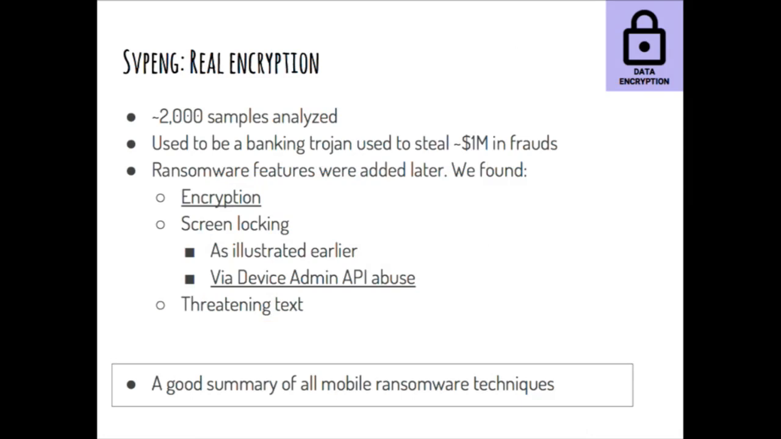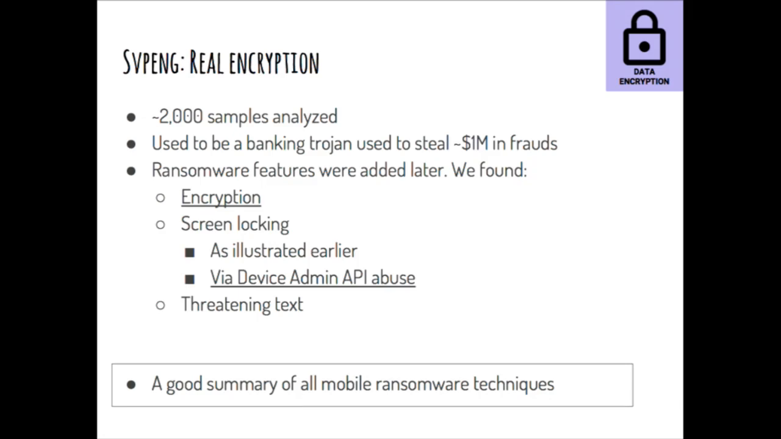The third family I wanted to talk about, because of its data encryption capability, is the SVpeng family, which started as a banking Trojan after stealing about $1 million US dollars in fraud. The developer decided to switch to another kind of business and, having its whole victim user base, turned it into a ransomware family. It's famous because of its encryption capability. It uses real encryption, not as we have seen before, and it does screen locking using a new technique that we haven't seen before: the abuse of the device administration API.